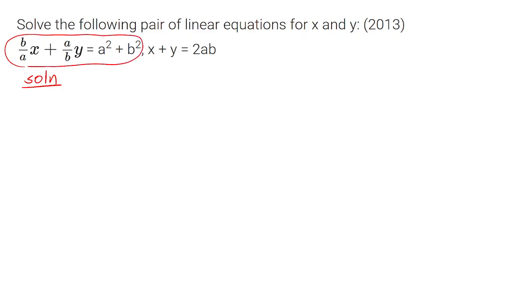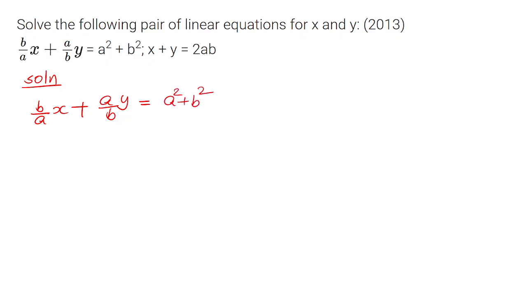I think you better write the two equations together. The first equation is b by a x plus a by b y equal to a square plus b square. I think you can reduce it before writing the second equation. How? I will tell you. Let me add the denominators. The second equation does not contain any fraction. Only the first term contains fractions.